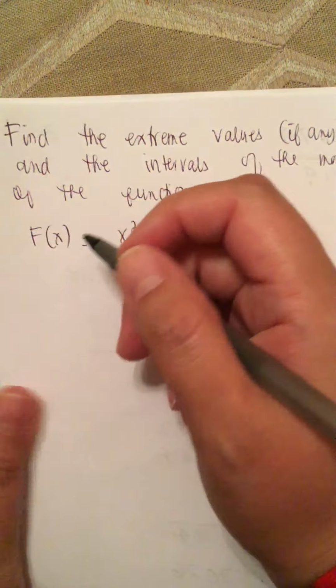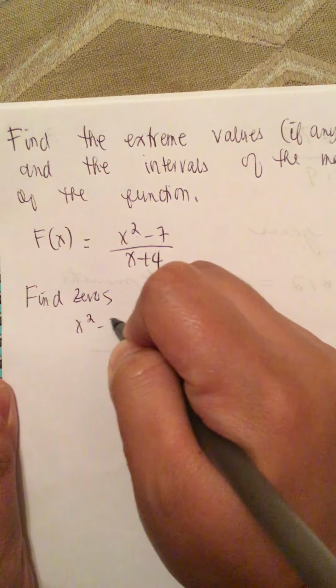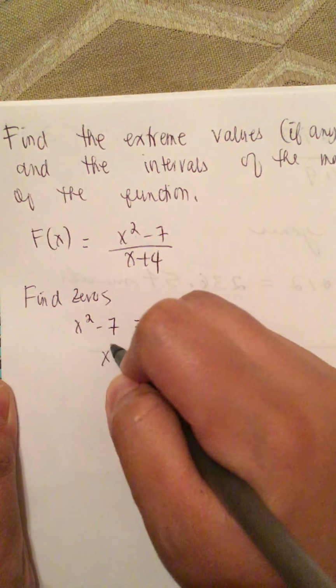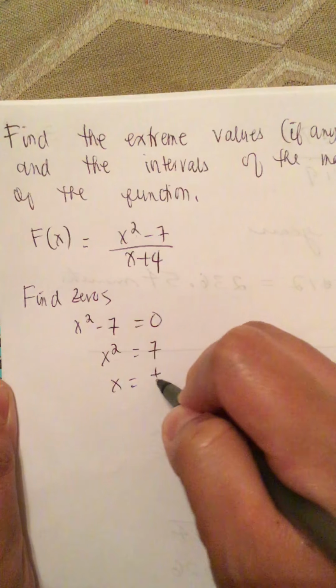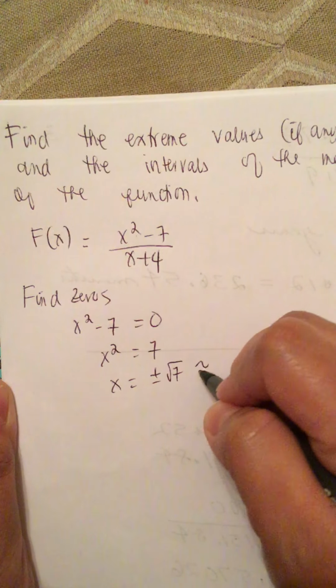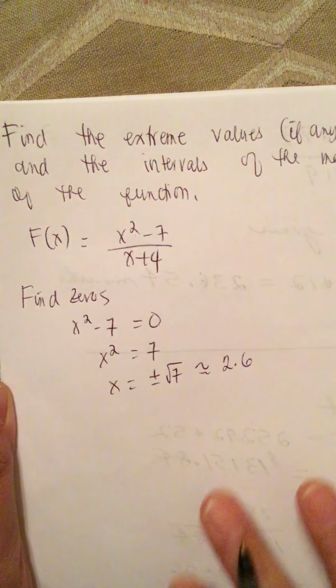To find the zeros, we set the numerator equal to 0. So first we find the zeros. We have x squared minus 7 is equal to 0, or x squared is equal to 7, and x is equal to plus and minus the square root of 7, and this is approximately 2.6.